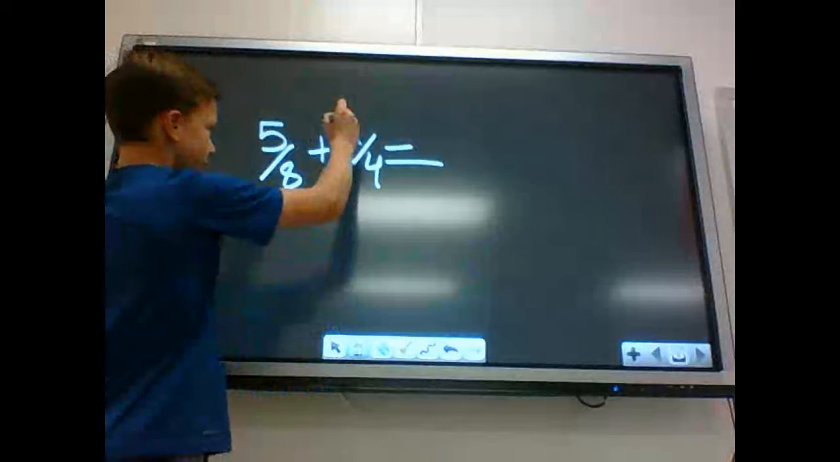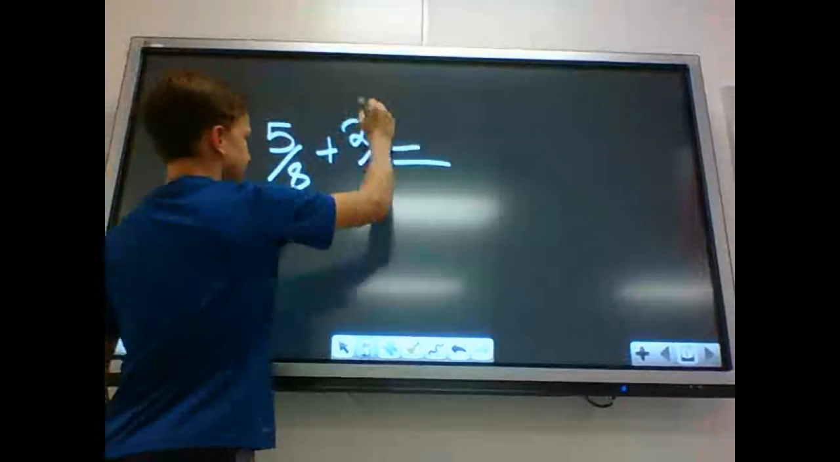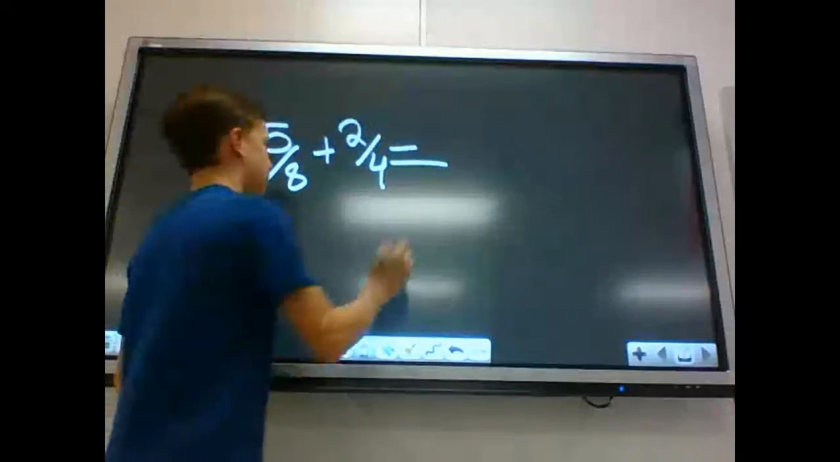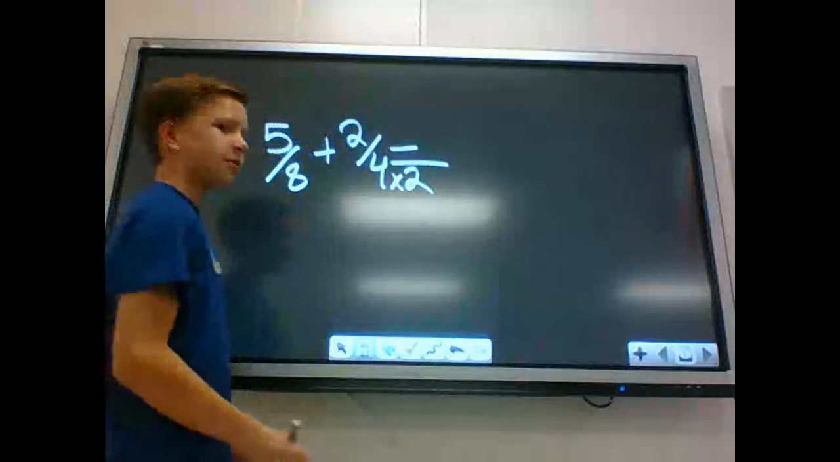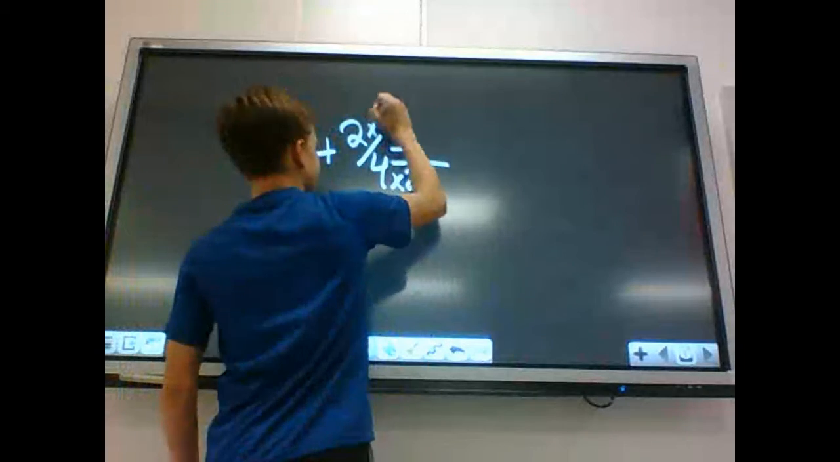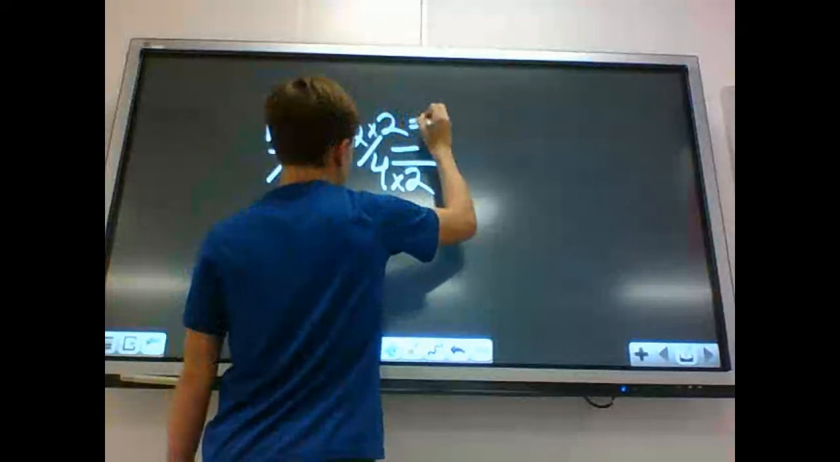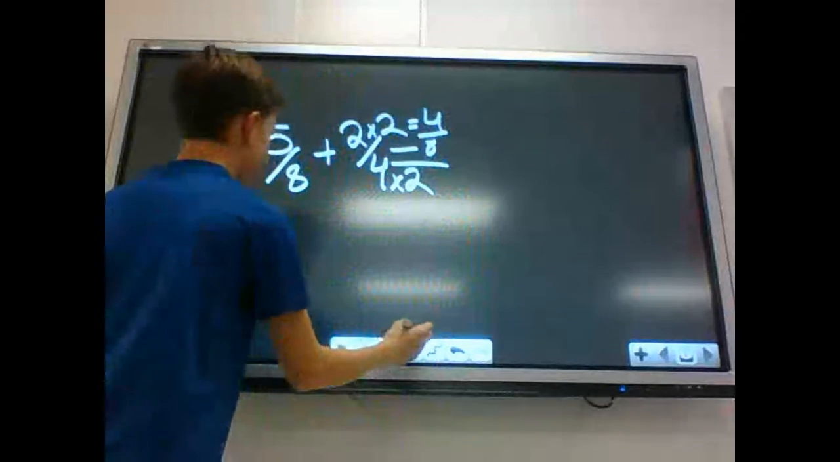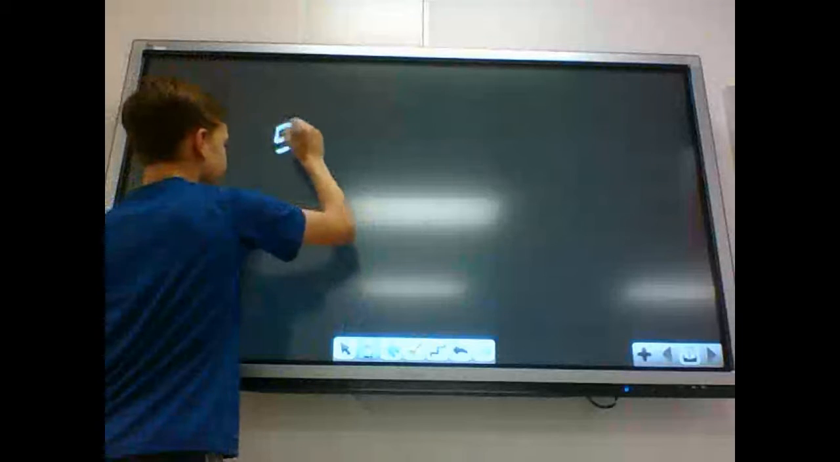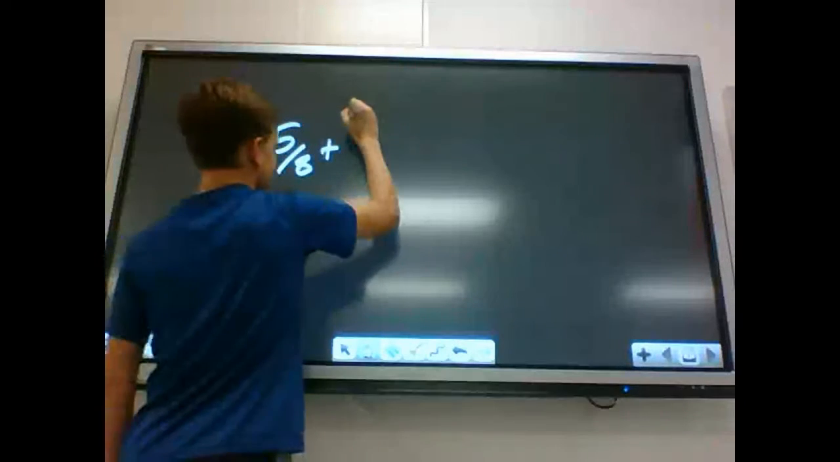So we change this to an 8. So to do that, we have to multiply by 2. So multiply by 2. Whatever you do to the bottom, you do to the top. So that will equal 4 and 8. So now it would be 5 8s plus 4.